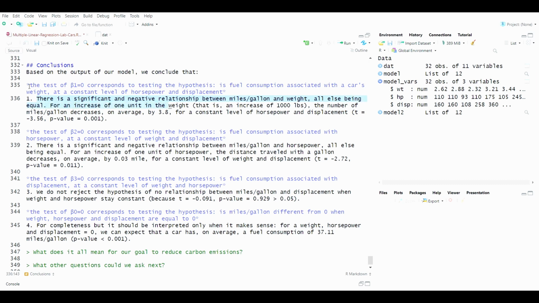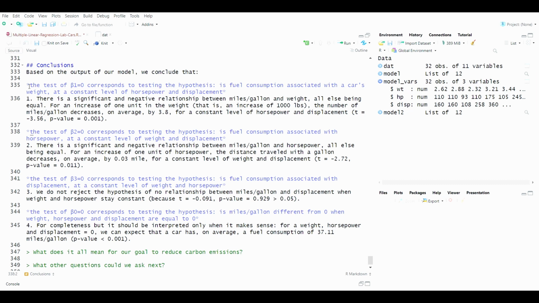For an increase of 1 unit in the weight, that is, an increase of 1,000 pounds, the number of miles per gallon decreases on average by 3.8 for a constant level of horsepower and displacement. And our t-stat is negative 3.56. Our p-value is equal to 0.001.